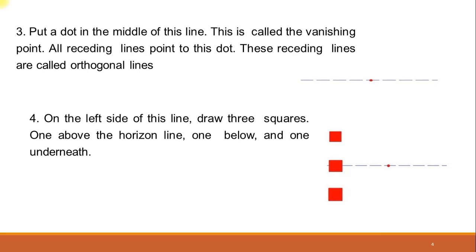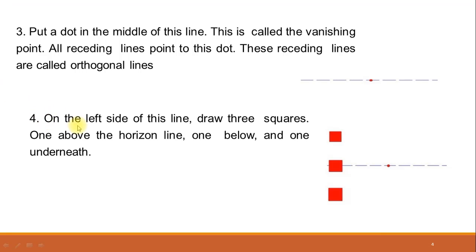Now the third step is to put a dot in the middle of this line. This is the horizontal line. Put a dot at the middle of this line. This point is called the vanishing point. All receding lines point to this dot. These receding lines are called orthogonal lines. In the next slide, you will see what an orthogonal line is.